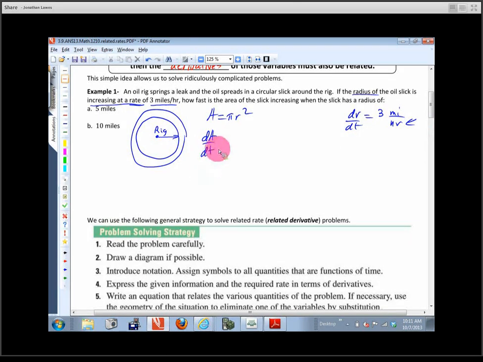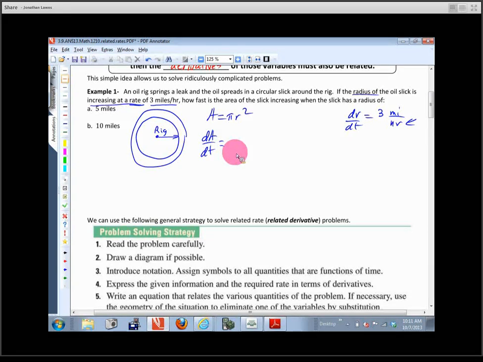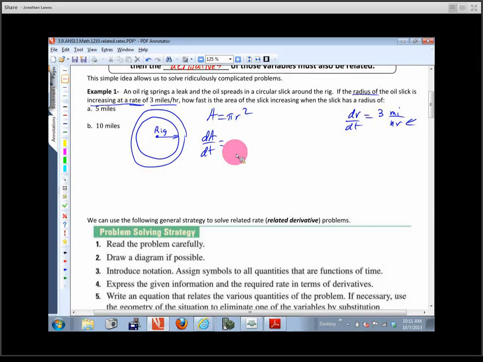And if we just stopped right there and stared at that for a second, we should know what that means. That is the rate of change of area with respect to time. That's how much bigger or how much smaller, how fast the area is increasing or how fast the area is decreasing based on a given unit of time, in this case, hours.